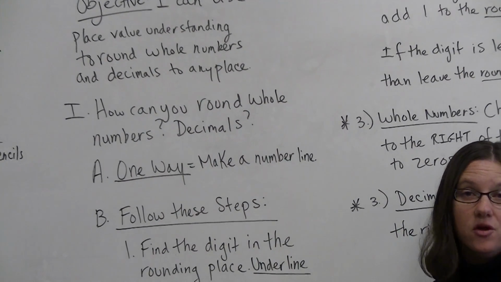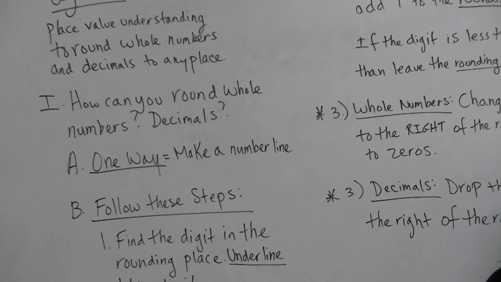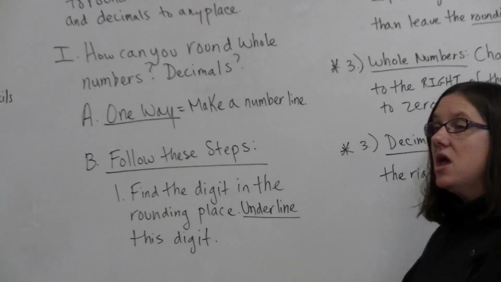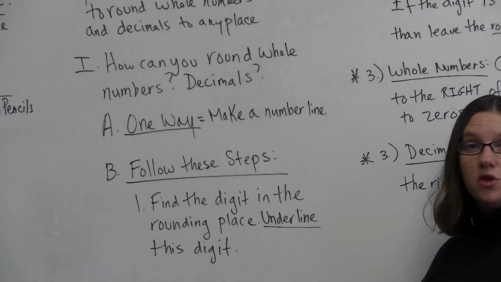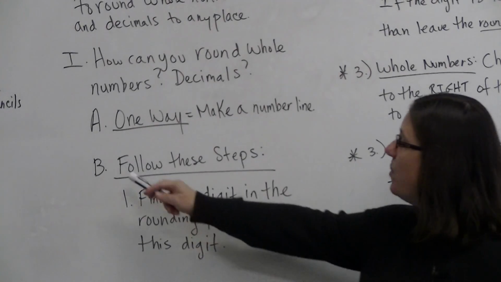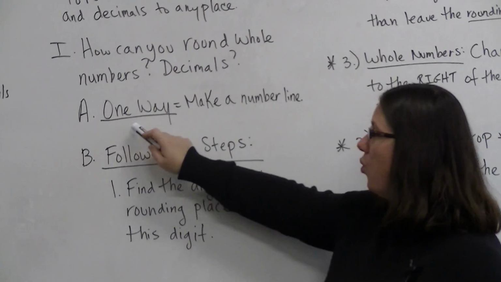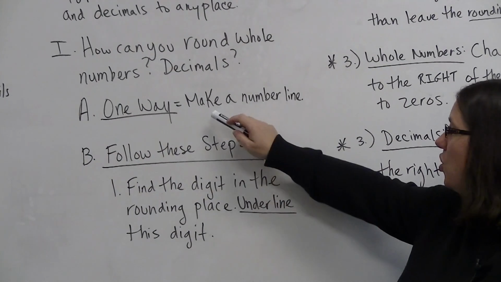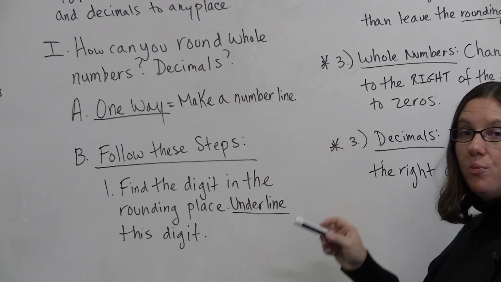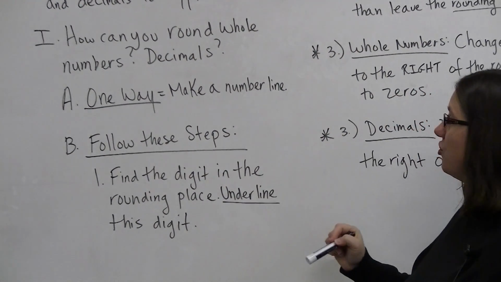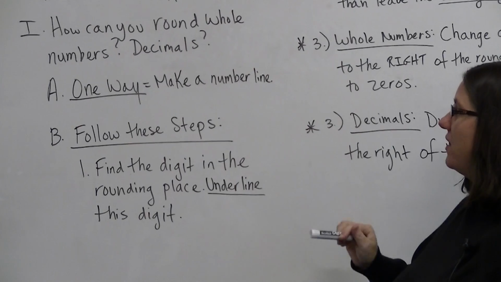We're going to do it together because we did say both steps 1 and 2 are the same when you round a whole number or a decimal. Those steps stay the same. But here, let's get in our notes. One way to solve or to round is to go ahead and make a number line. We will practice those in a couple minutes. So get your one way down: just make a number line.